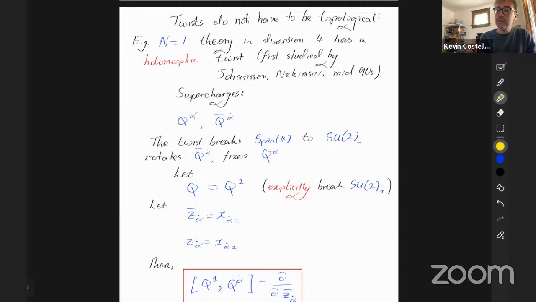So we're going to break the symmetry to SU(2)-, where SU(2)- rotates the Q bar alpha dot and fixes the Q alpha. So I'll take my supercharge Q to be Q1, just one of the two components of Q. And then I'm going to write holomorphic coordinates on spacetime by Z alpha dot is X alpha dot 2, and Z bar alpha dot is X alpha dot 1.